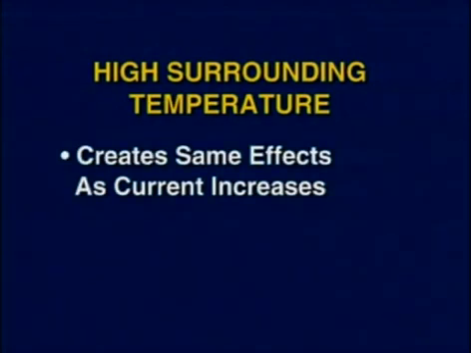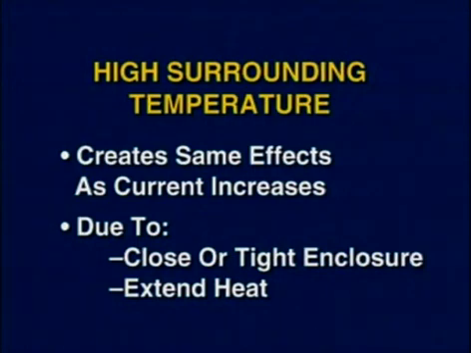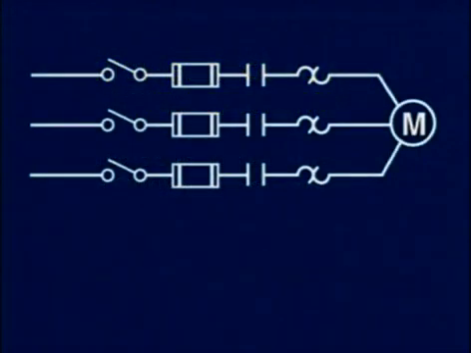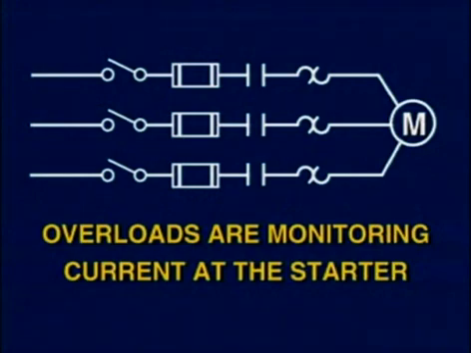Just like in the case of high current, a high surrounding ambient temperature can cause the same unwanted results to a motor. This can occur because the motor is operating in a tight location, or if it is subjected to high external or ambient heat. One of the major problems here is that overloads do not detect this problem since they are monitoring the current for heat creation, not the ambient. So if a situation like this persists, the motor can burn up without detection.